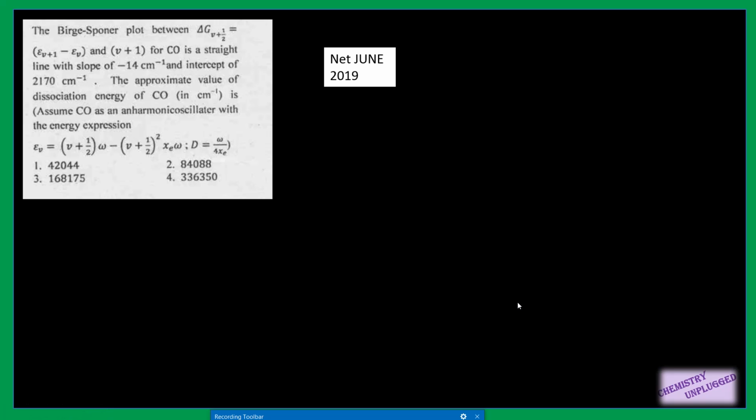Then the next question is very interesting, and this question is from June 2019. They have given us a plot between delta G, which is given by the change in the vibrational energy, with the vibrational energy level, that is denoted by nu in this case plus 1, right?